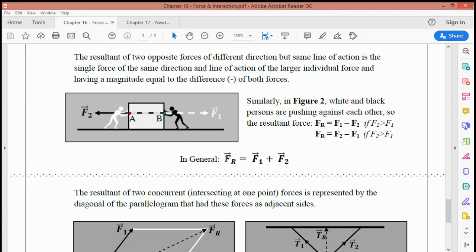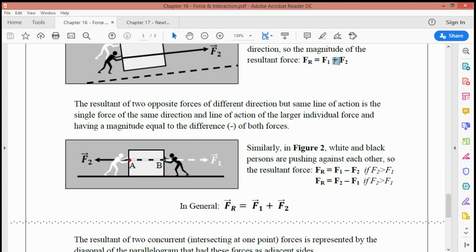In general, F resultant is F1 plus F2 as vectors. So as a vector relation, it's always addition. But when we go to the magnitude relation, it's either subtraction or addition according to the direction of the vector. If the vectors are opposite, it will be minus.